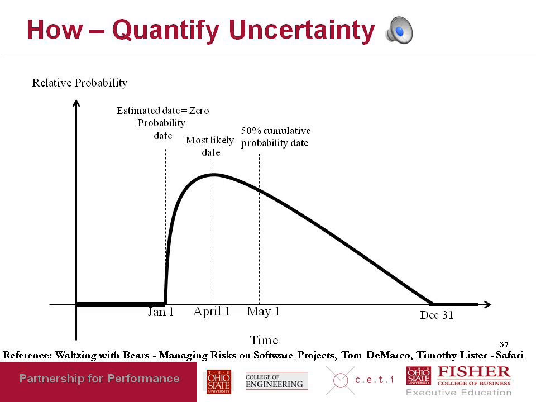Okay, so this is a graph that is known as a risk curve, and the x-axis is time, and the y-axis is the relative probability that the project will complete on that particular date. So the idea is that the project will complete somewhere between January 1st and December 31st, and the graph basically shows the probability that it will complete on any of those two dates and the dates in between. So January 1st is known as the estimated date.